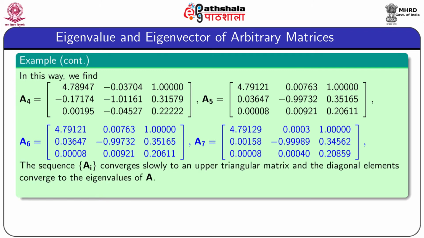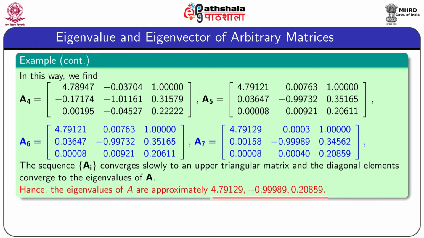So, we can conclude that the sequence Ai converges slowly to an upper triangular matrix and the diagonal elements converge to the eigenvalues of the matrix A. Hence, the eigenvalues of the matrix A are approximately 4.79129, minus 0.99989, 0.20859. So, these are the diagonal elements of the matrix A7. These are approximate values because the lower triangular part of the matrix A7 is not exactly 0.